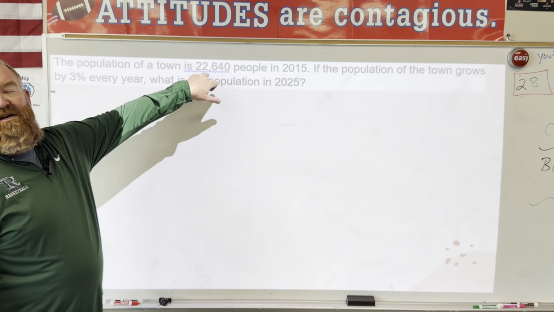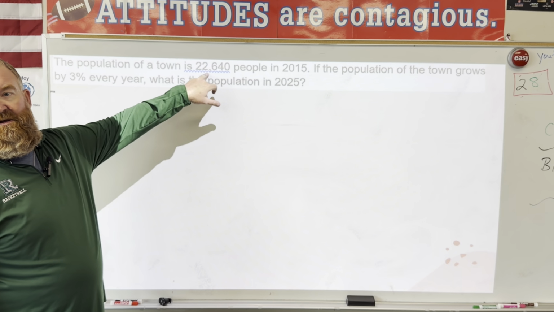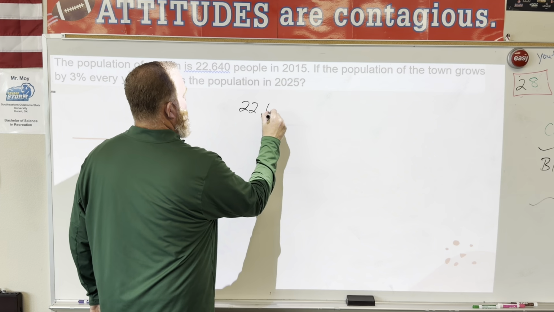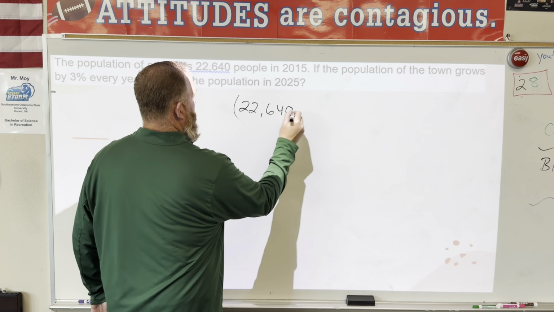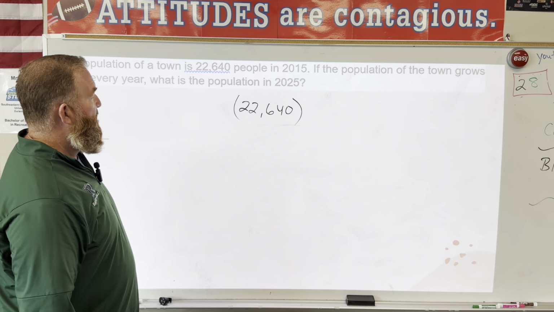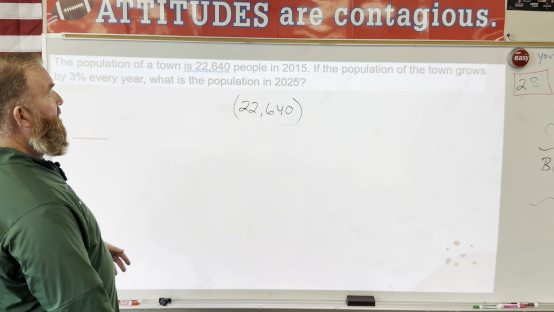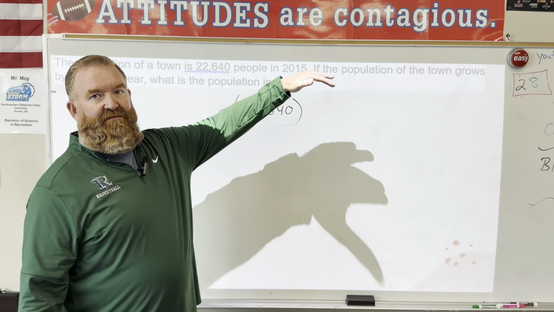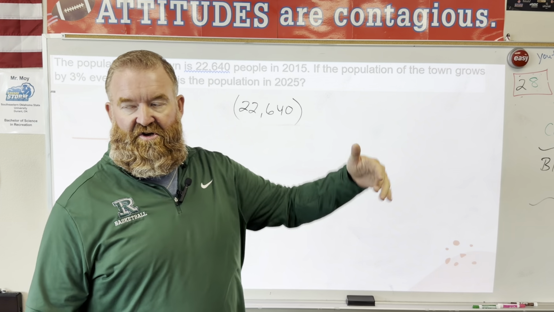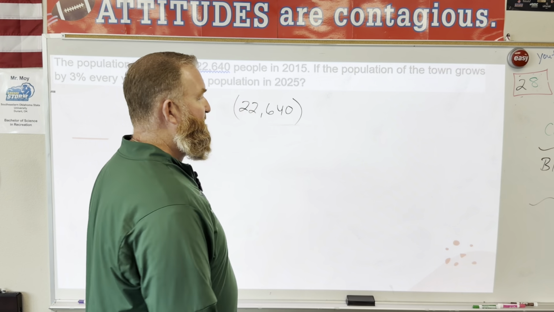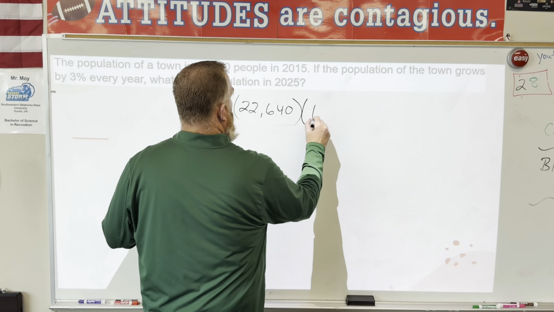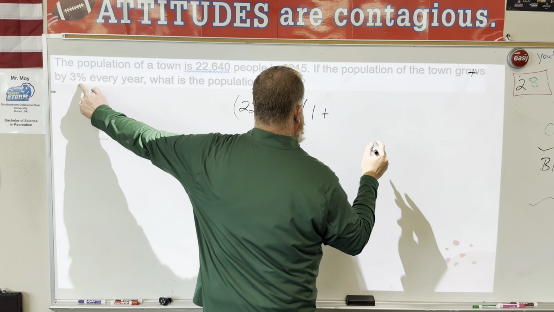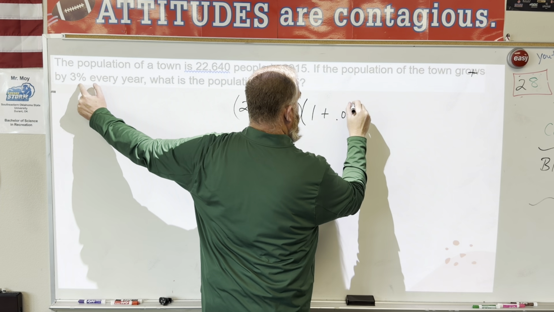My starting value is 22,640. So that's my starting number. Now, if you guys are in class, you can answer this too. The population of the town is growing, plus or minus. If it's growing, it's going to be plus, obviously. So I'm going to add 1 plus, because it grows, 3%, so 0.03.